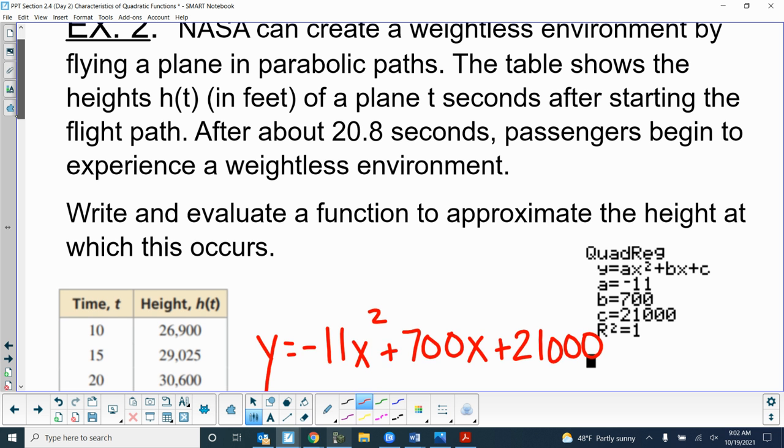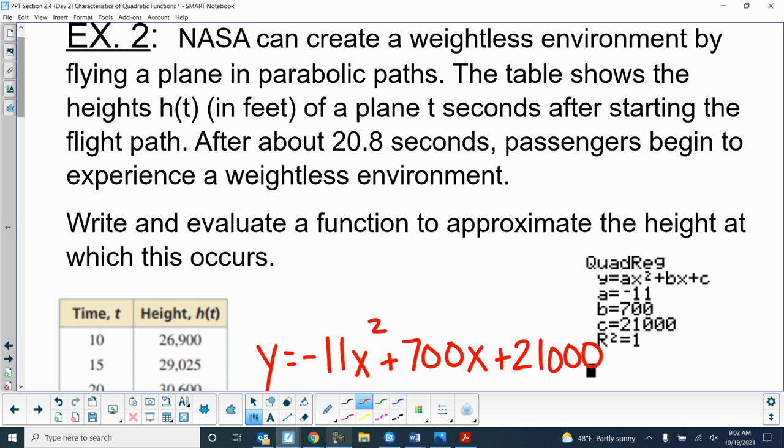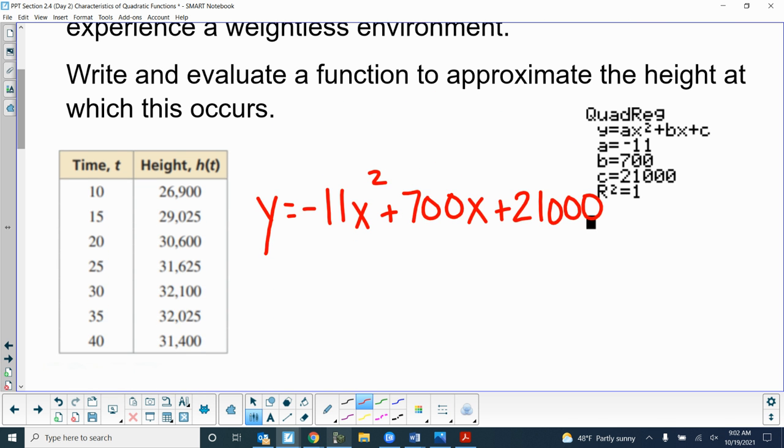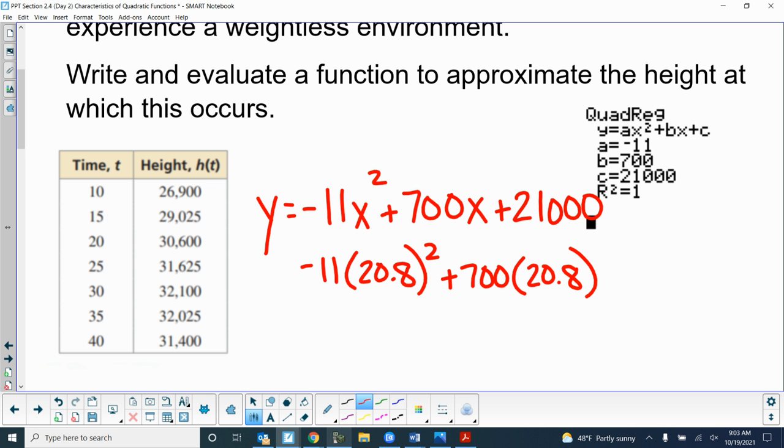Okay, so now let's answer the question. What's the height when this occurs? So what do I do? Why'd I circle 20.8? You plug that in for what? X, yeah. So negative 11 times 20.8 squared plus 700 times 20.8 plus 21,000.